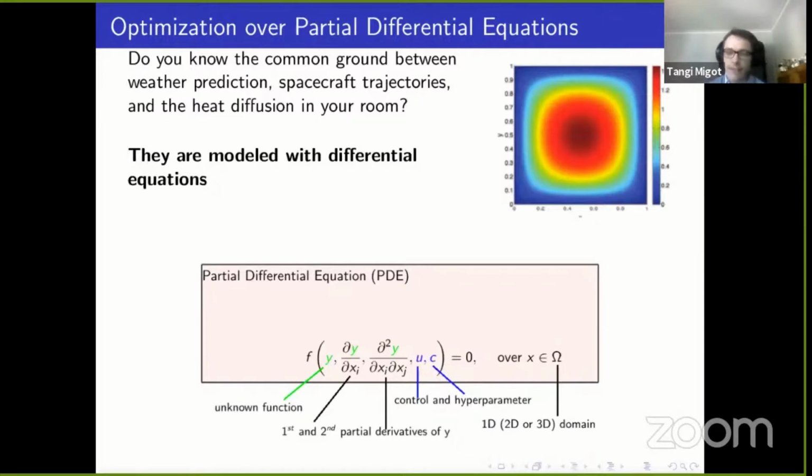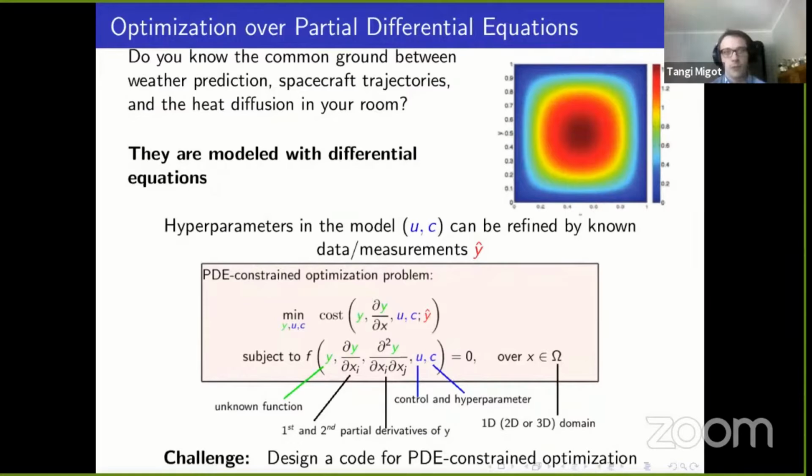The PDEs are fascinating objects present everywhere in our world, but as for every model, they contain uncertainties. For instance, they can involve hyperparameters that are usually approximated. Fortunately, nowadays, high-resolution data describing the evolution of these complex systems are becoming available, and they can be used to refine the models. So this leads to a coupling between the differential equations and a cost function to be optimized, ensuring that uncertain parameters are matching the data. So this leads to the PDE-constrained optimization problem. And we tackle here the challenge of building a code for these problems.